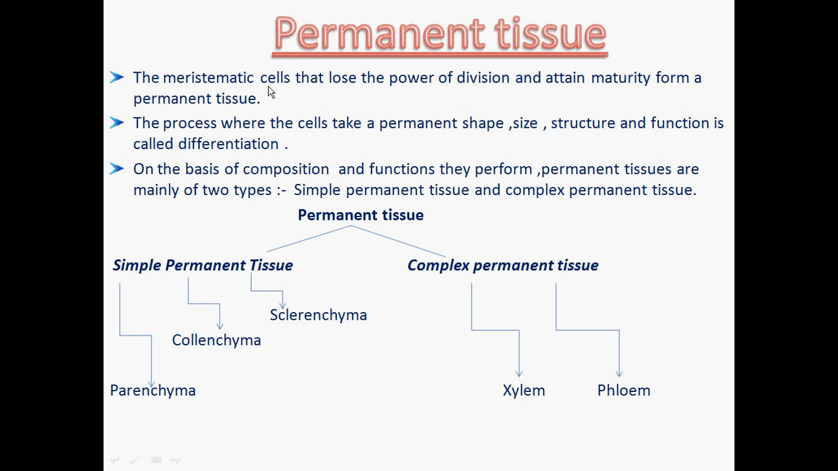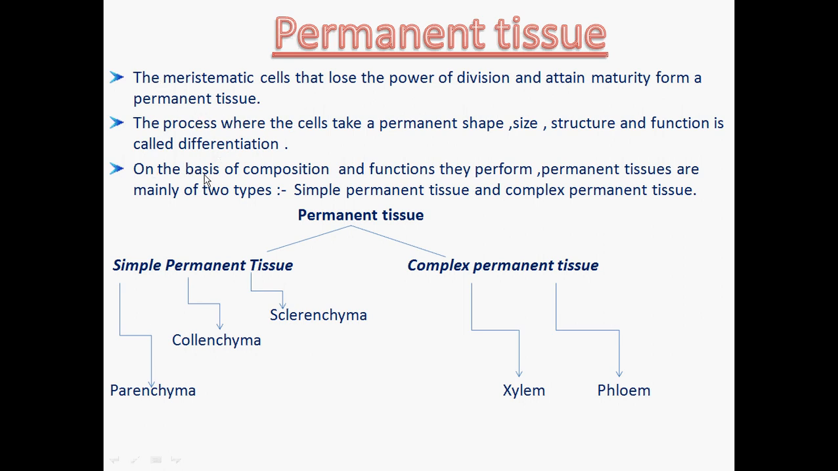Okay, students. Now, when the cells of the meristematic tissues lose the power of division and attain maturity to perform a particular or specific function, such tissues form the permanent tissues. As we have told you earlier, the process where the cells take a permanent shape, size, structure, and function is called differentiation. That means the permanent tissue cells are the differentiated cells.